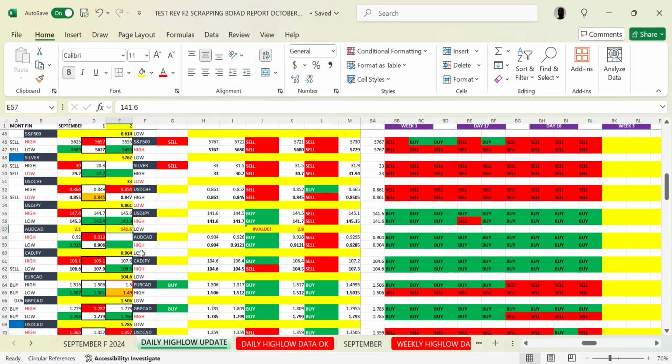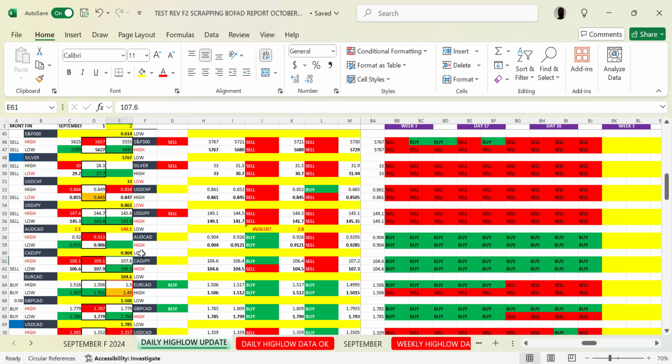But now at 149.1, you can see it's a sell all through. So what that means now is that based on the current price, our market is moving towards a sell. So we should start planning for a sell currently.